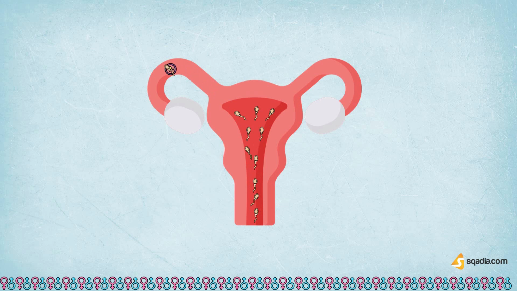Well, embryogenesis is the process by which a single fertilized egg develops into a complex multicellular organism. In this case, a human being.